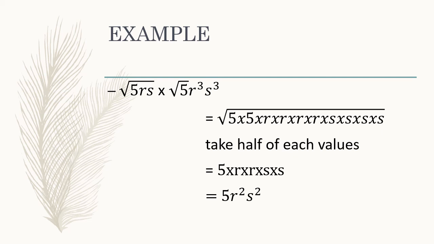In order to check if you are right or wrong, you multiply 5r raised to power 2 s raised to power 2 times another 5r raised to power 2 s raised to power 2, and you will see that you will get 5rs times 5r raised to power 3 s raised to power 3.